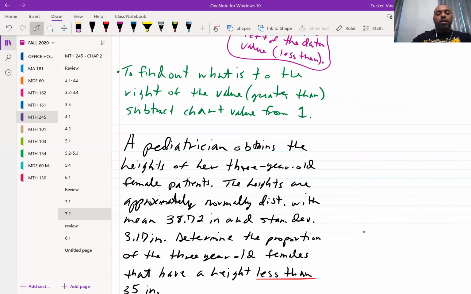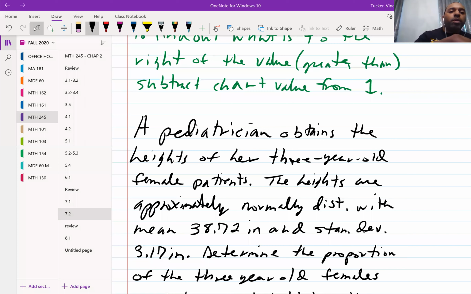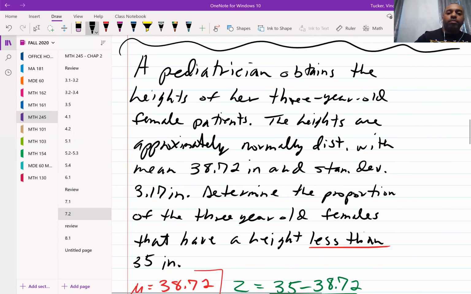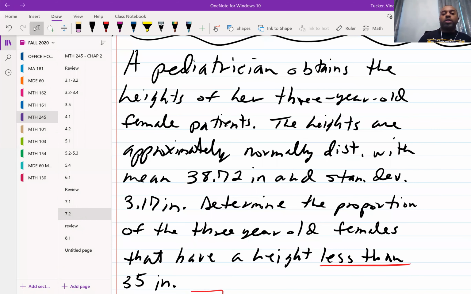All right, and like I said, we'll talk about what that means right now when we look at this word problem. Questions on the chart before we go and use values? Talk about what they mean.